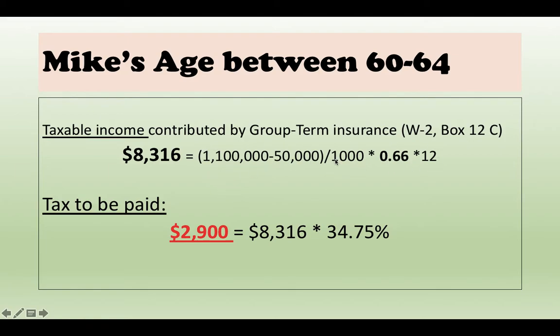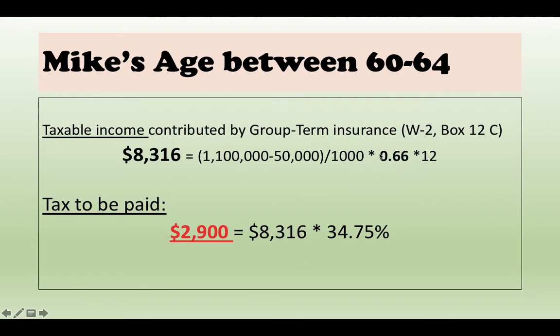This formula is given by the IRS. I'll quickly walk you through. This is $1.1 million, the death benefit of the life insurance. Then minus $50,000. Why $50,000? Because $50,000 is exempt from tax according to the IRS. Then you divide by 1,000, which is also given by the IRS.